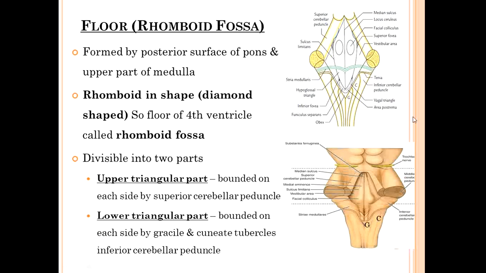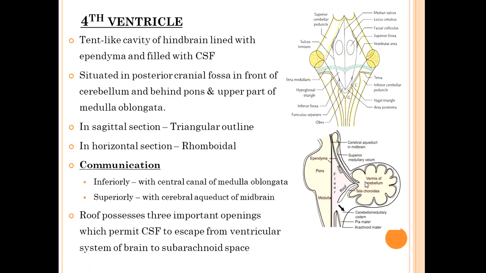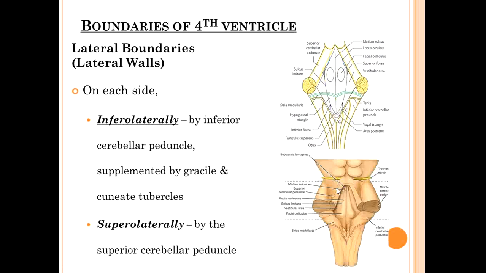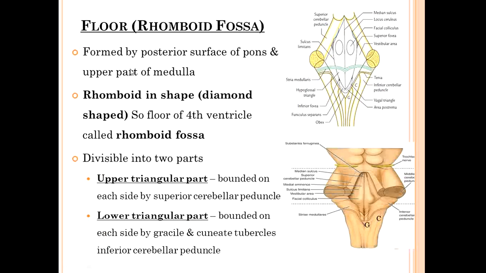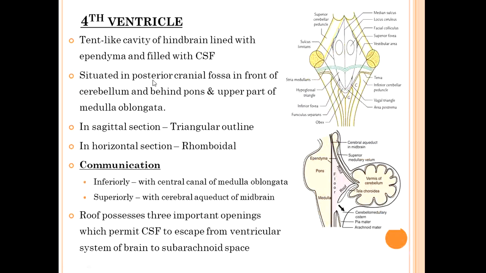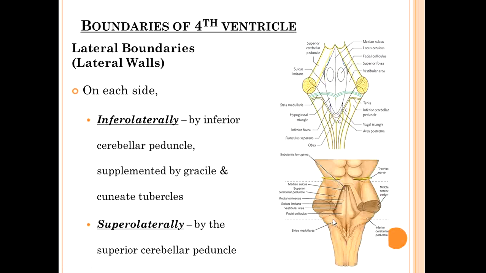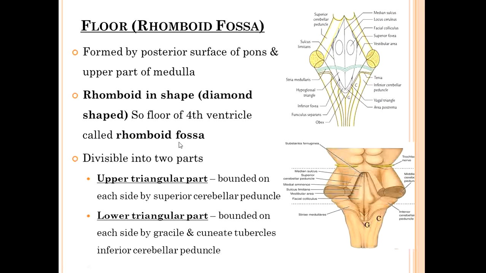Okay, now floor. This is what you are seeing. This is floor, or you can see here, this is floor. Okay, this is floor. So when you see the floor, it is formed by posterior surface of pons and upper part of medulla. I have shown you already the posterior surface of pons and upper part of medulla, and it is a rhomboid in shape, that is diamond shape. You can see here, this is a diamond shape.